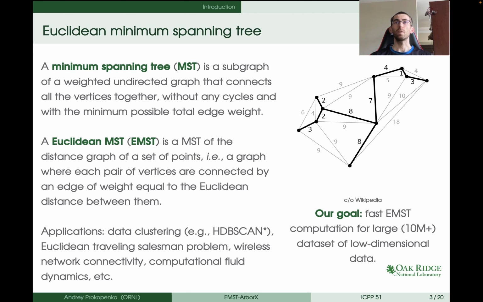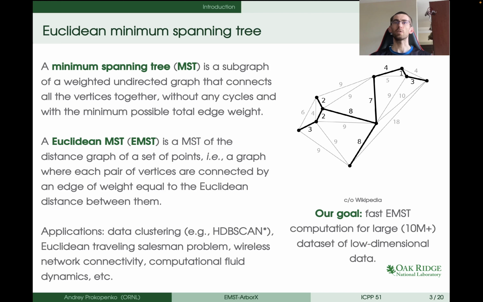So sometimes we are given a set of points in, say, three-dimensional space, and we want to compute the Euclidean minimum spanning tree of that. So what is Euclidean minimum spanning tree? It is a computed MST on a distance graph for that set of points, and the distance graph is a graph where the number of vertices is the same as the number of points in the data set, and all vertices are connected by edges, so it's a complete graph, and the weight of those edges corresponds to the Euclidean distance between the vertices.